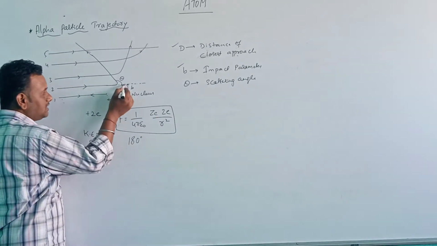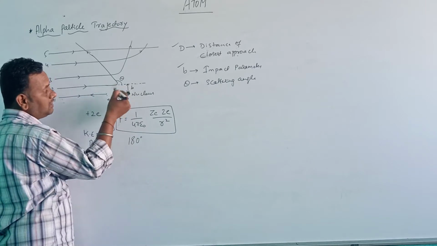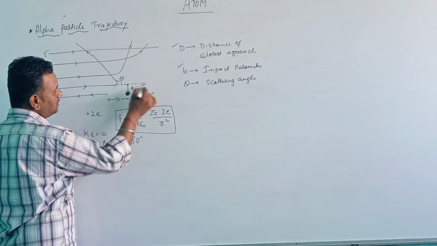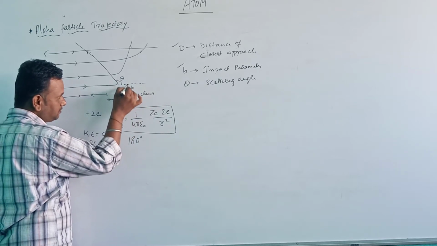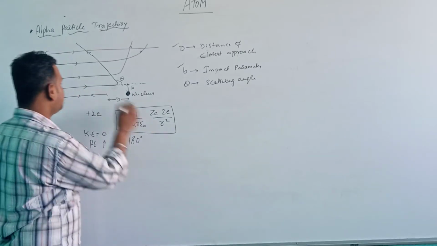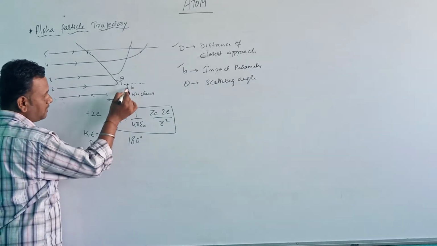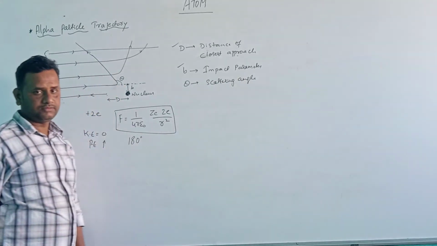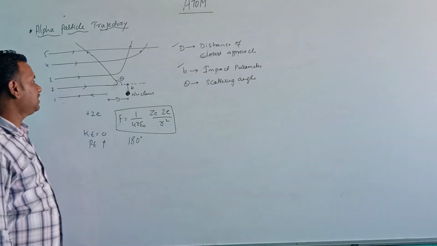If there were no repulsion, this would be our initial path, and it would travel straight like this. So this perpendicular distance from the initial velocity of the alpha particle is called the impact parameter.